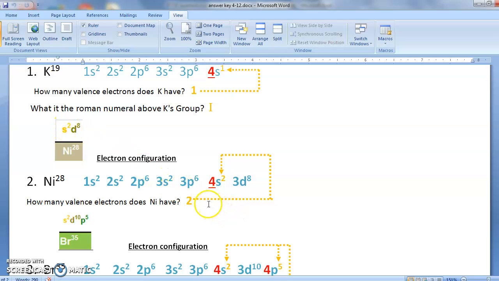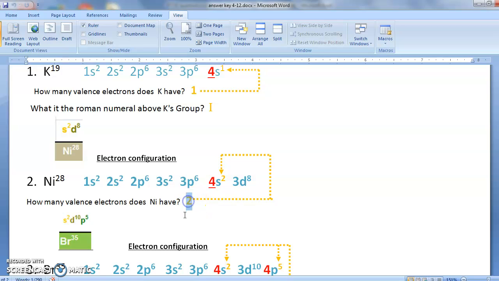Next question I'm asked, how do I know I did it right? Well, one way, I have the S2 and D8. The other way, add up the electrons. 2 and 6 is 10, and 2 is 12, and 6 is 18, 20, 28. So I know I have the right number of electrons. Now it's asking for valence electrons.